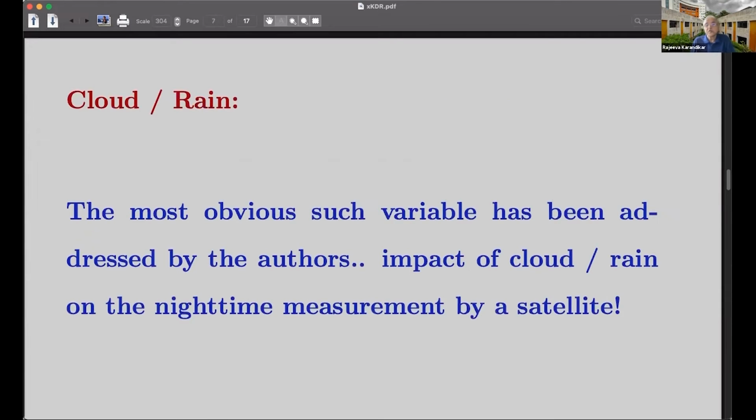So what are these? First and foremost, the most obvious one is the one identified by the authors, the impact of cloud or rain on the nighttime activity seen by a satellite. Okay. As it turns out, I had written cloud versus rain, but now after listening to Suzanne, the rain is not important. It is basically the cloud, because clouds are what is preventing the satellites from picking up the data. All right. So the impact of rain, if any, will be minimal. The cloud will be the major one.